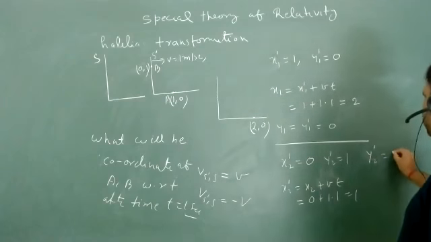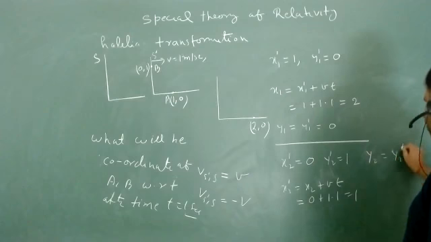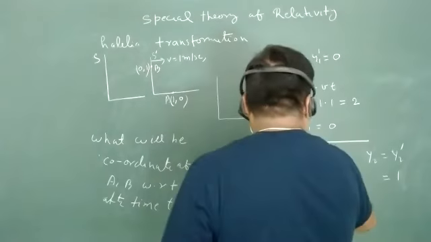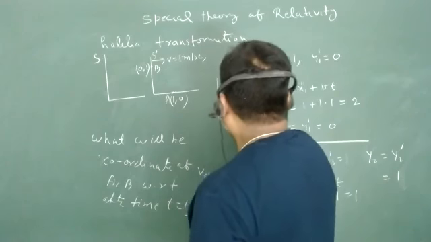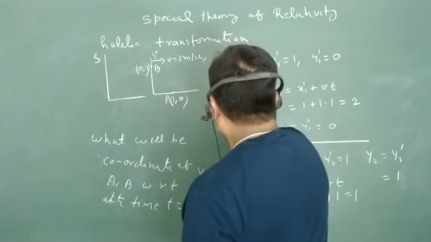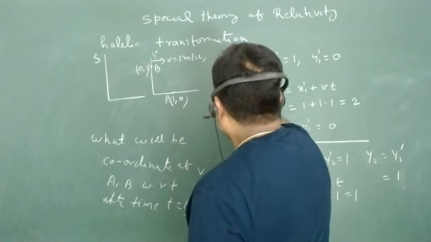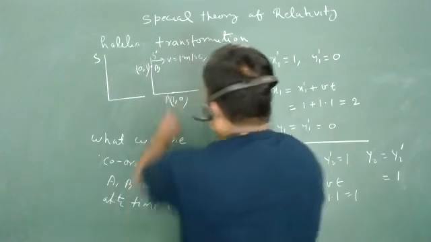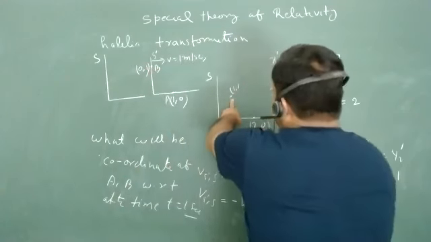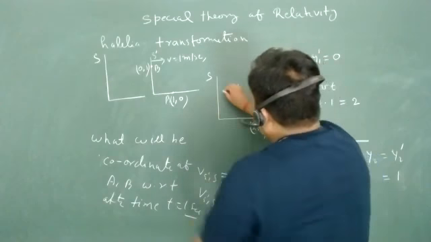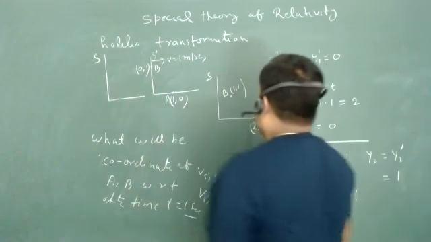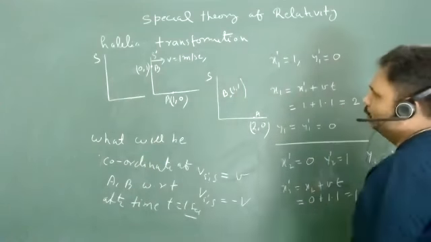y2 is equal to y2 dash, and that value is equal to 1. So this point will be 1 and 1, x at 1 and y at 1. Something like this point, isn't it? So after time t, this point and this point will appear. This will be your A point and this will be your B point, and this will appear with respect to S just due to this coordinate transformation.